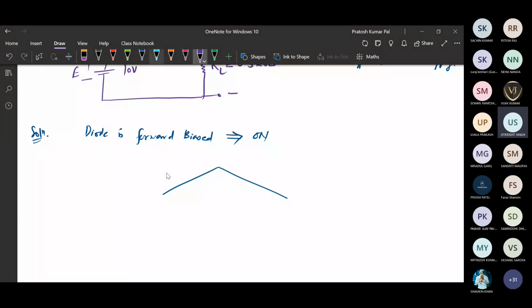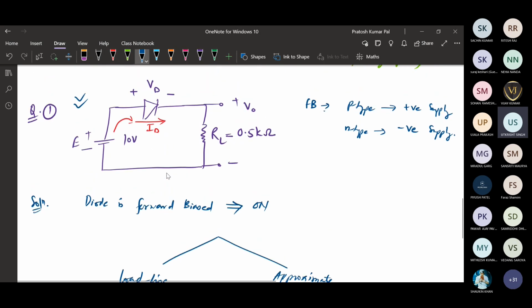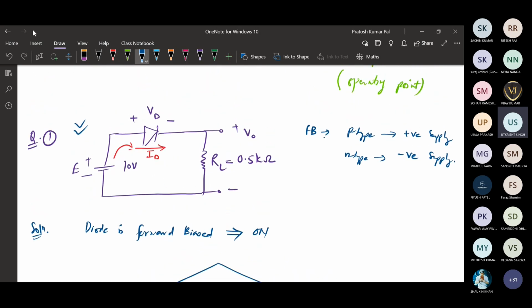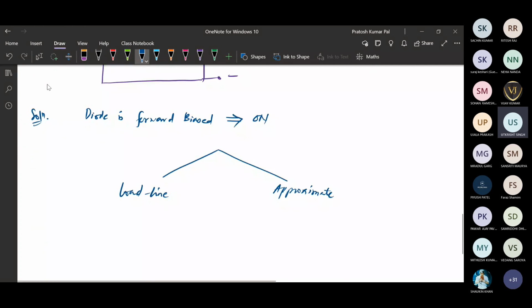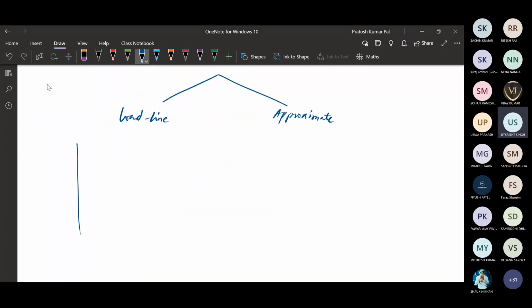One of the methods that we can use is the load line method, or we can use the approximate method. We will now see how we can do the load line analysis. In this case, suppose this is the circuit, and we have been given the diode characteristics.